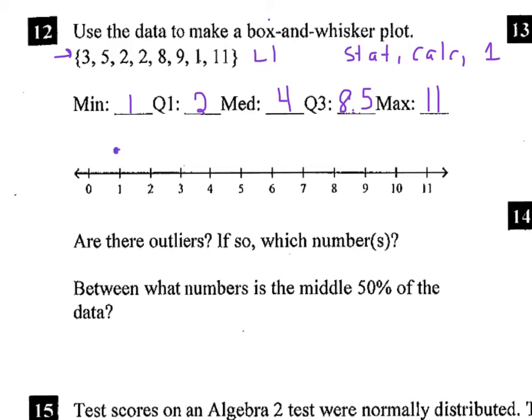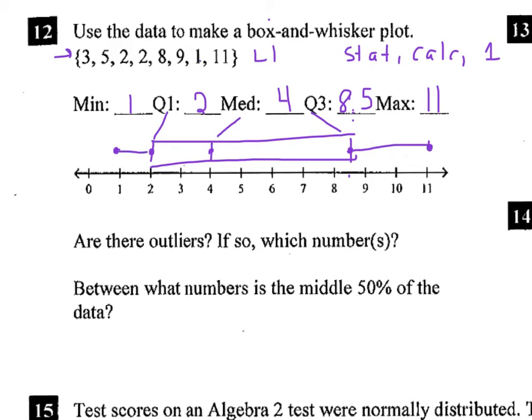The whisker is 1. The first side of the box is 2. The middle of the box is 4. The right side of the box is 8.5, so halfway between 8 and 9. So now we have the box where that's Q3, that's the median, that's Q1, and then the other whisker is the maximum up at 11.